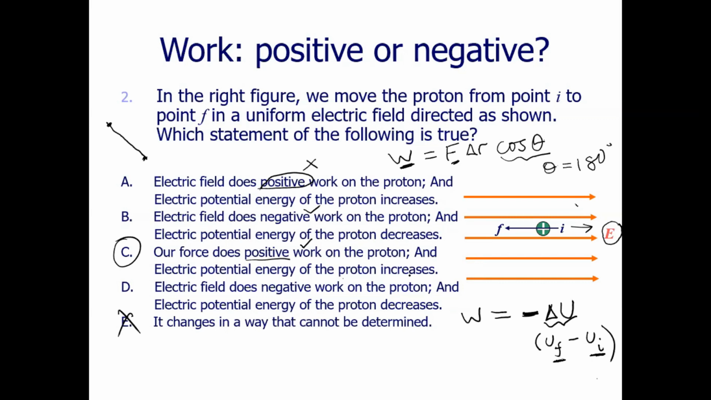Now, what does that mean? It means that if you move the proton in this direction and you let go of it, it will have the ability to go back on its own. It will have more ability to do work on its own, to go back in this direction. It means that its potential energy would have increased. Any questions there? Any questions?